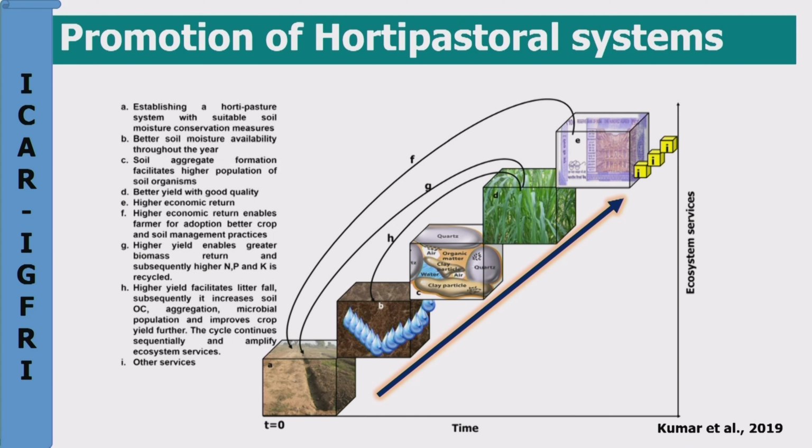So as we see in this graph, we can claim that with the passage of time after the initiation of land restoration activity, there is an increasing trend of ecosystem services, like the hortipastoral system. First, it improves the soil moisture as well as structure, and then it improves the microbial activity as well as the biomass production, and ultimately it improves the economic efficiency and the income of the local people, and it motivates the local farmers to adopt and promote the hortipastoral system.